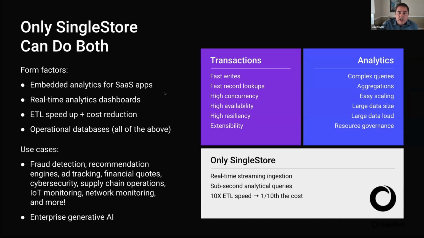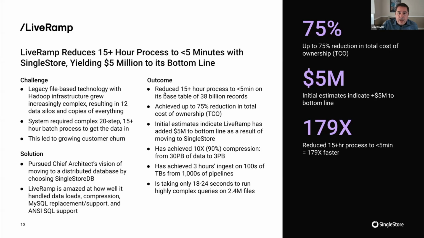Let's give you an example of a customer that has taken advantage of this. Okay, LiveRamp had this big, crazy Hadoop job. They've got all of these files coming from their customers' networks on AWS or wherever. They've got to ingest all the files. This was taking 15 hours. It takes 5 minutes now. You understand how much money and time this saves them. They're saying $5 million.